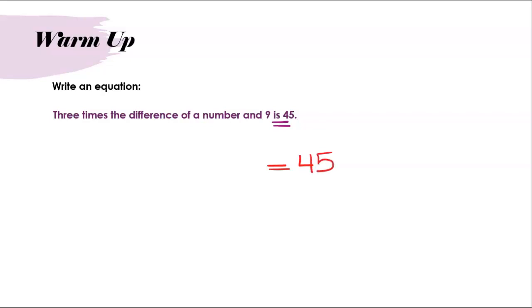Now we have to translate the 3 times the difference of a number. Well, we know that a number will be a variable, so let's make it x. And 3 times means 3 times something, the difference and a number. So the difference of a number and 9. Difference means subtraction. Our number is x that we don't know, and 9.